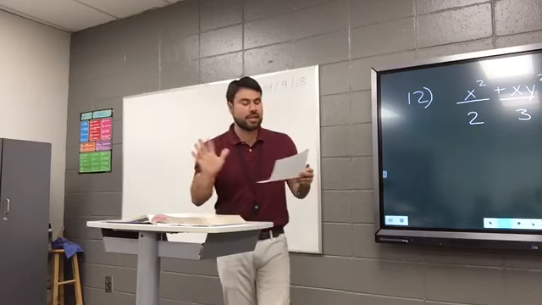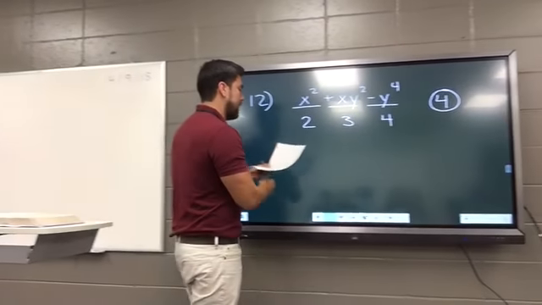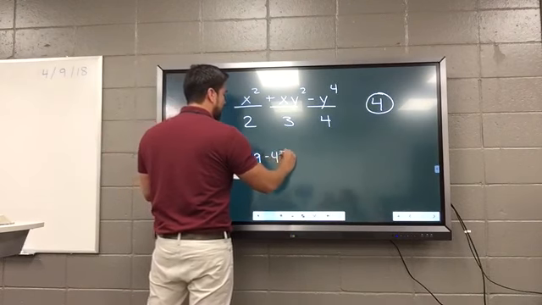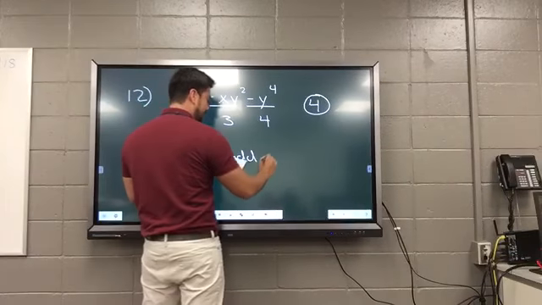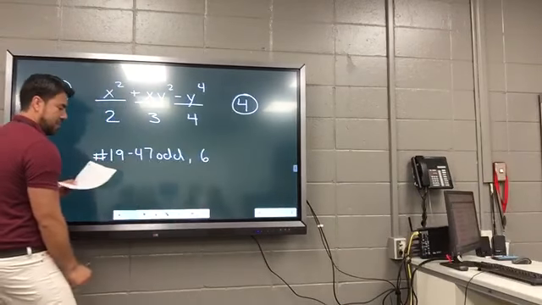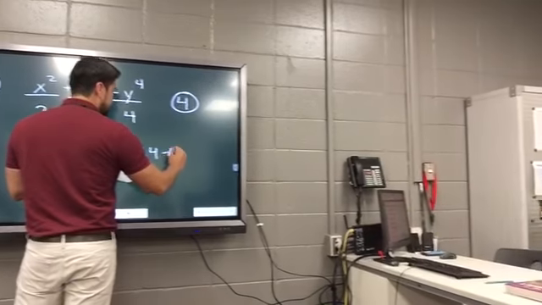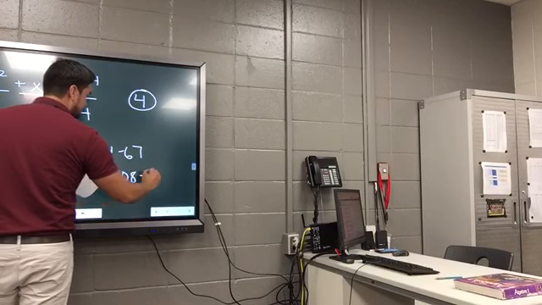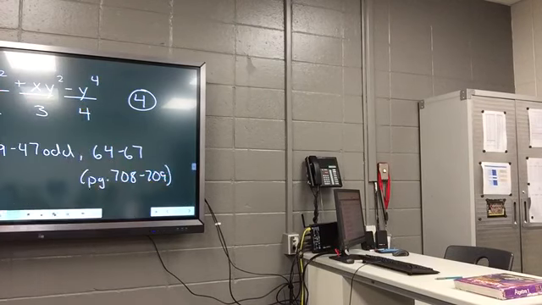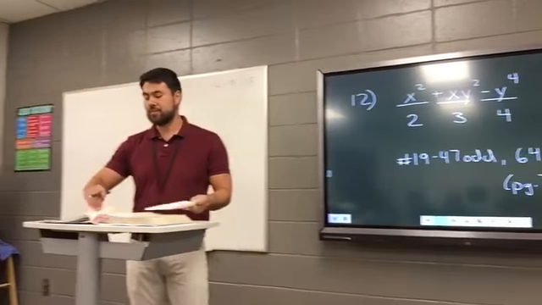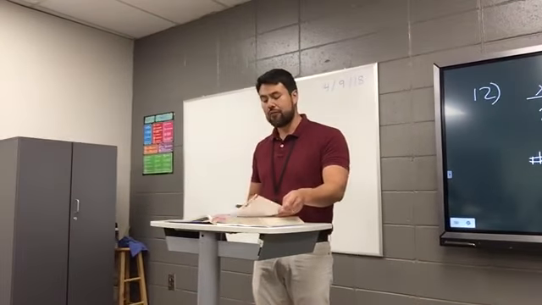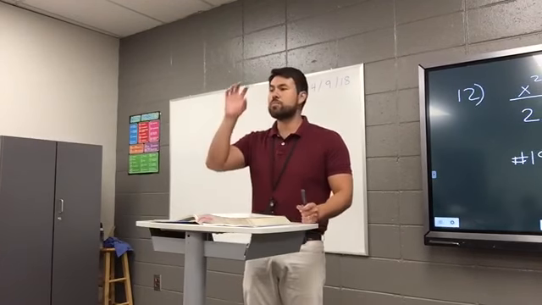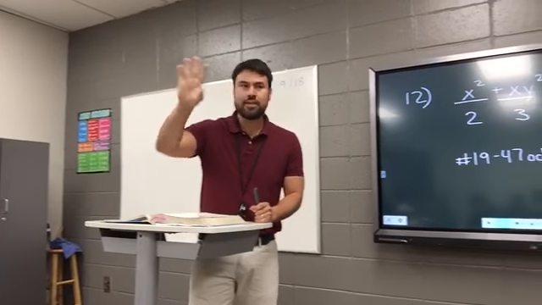All right, let me give you the assignment. It's not hard. It's really not hard. It's 19 to 47 odd. Yeah, some of you maybe saw it. And then 64 to 67, and that's pages 708 to 709. Now, there's one little section there that might seem different. If you're looking at 43 to 47, all you have to do is put in the numbers that they give you in those variables and figure it out.